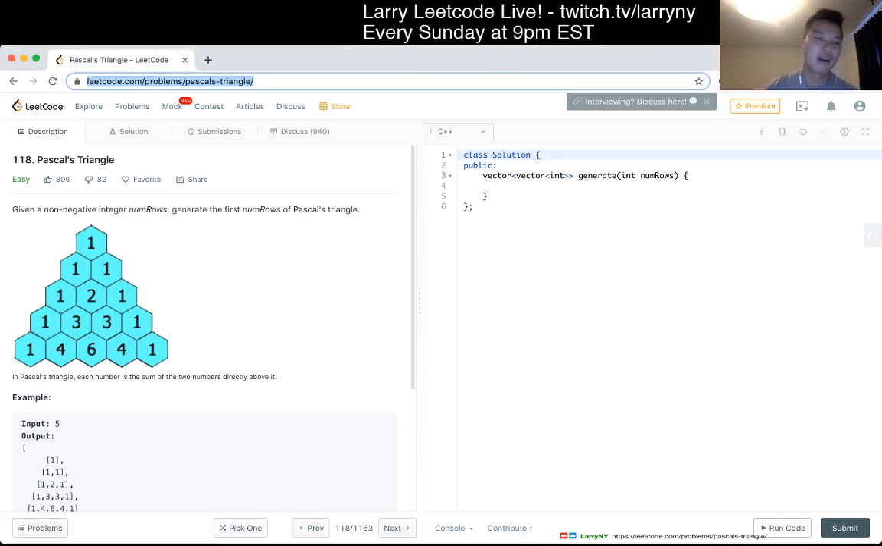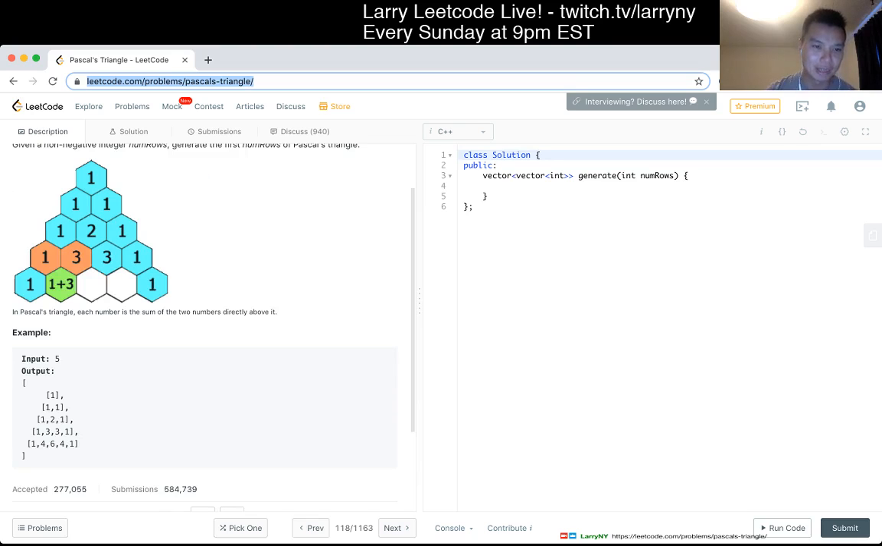Okay, cool. 118 Pascal's triangle. Given a non-negative integer numRows, generate the first numRows of Pascal's triangle. In Pascal's triangle, each number is the sum of the two numbers directly above it. Okay, so this seems straightforward, maybe, hopefully.